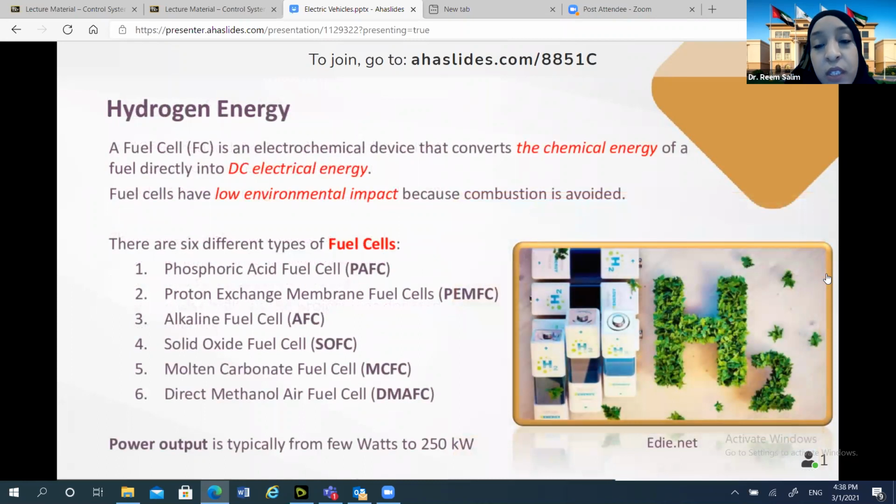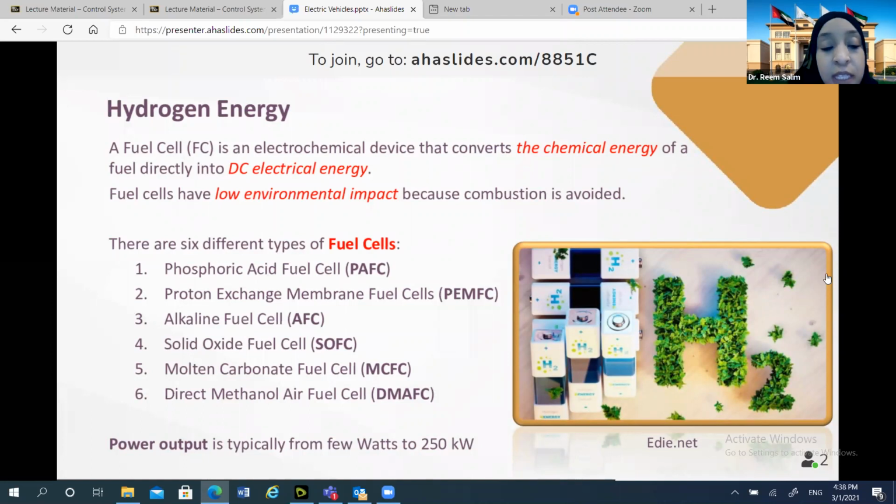So what is fuel cell technology? How does a fuel cell actually produce energy from oxygen and hydrogen? Basically, fuel cell technology uses an electrochemical device. This device is silent. It doesn't have any noise or sound at all, and has no vibrations whatsoever. It only converts the chemical energy in the hydrogen into DC electrical energy. It has low environmental impact.